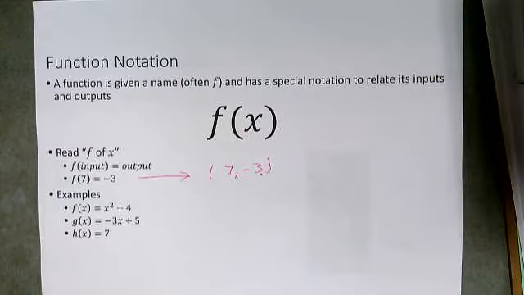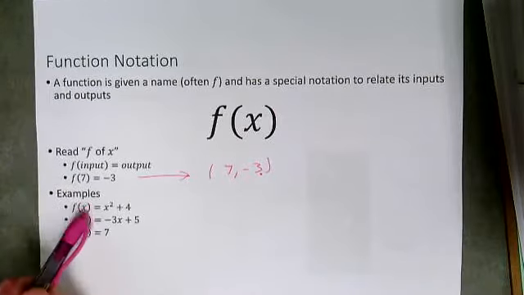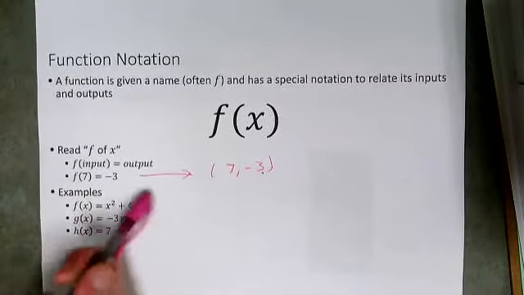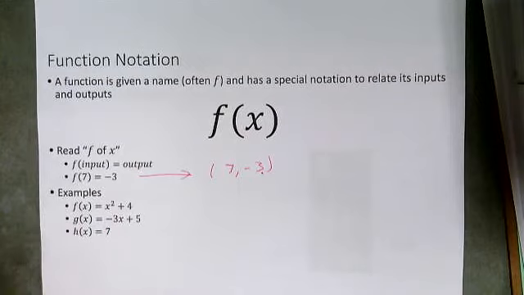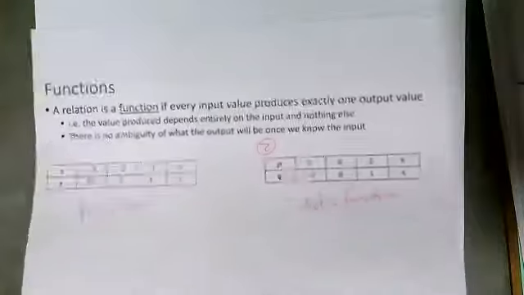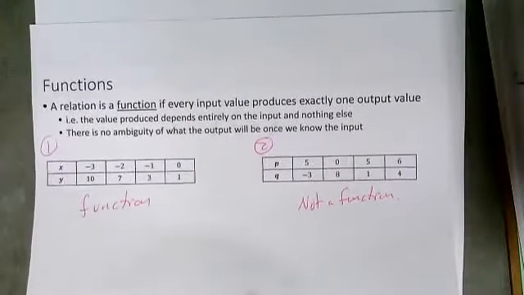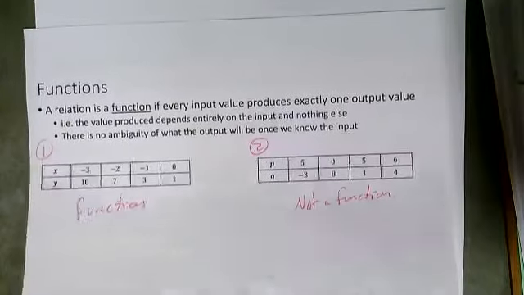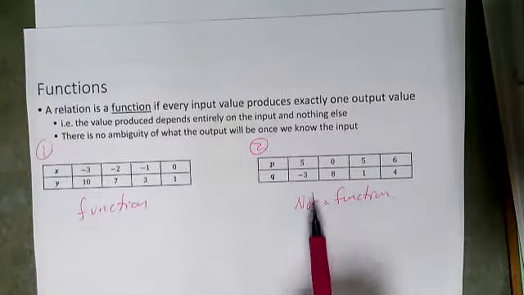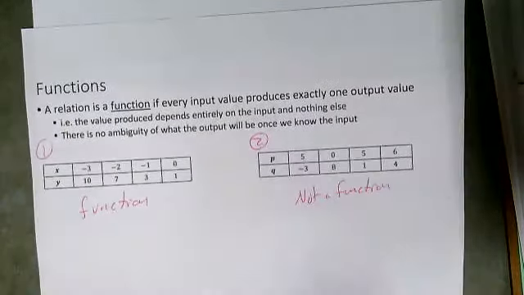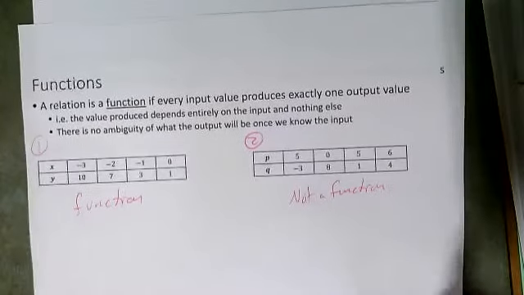So we have examples here of different functions. F of x is equal to x squared plus 4. So you get a quadratic, a line, another line. All of these are functions because, again, they don't break the rule: every input value produces exactly one output value. This guy wasn't, because it had one input value that produced two different output values, and that's that for a function.